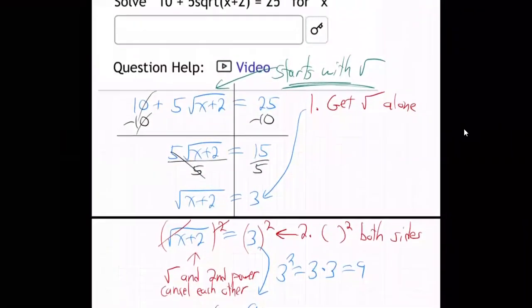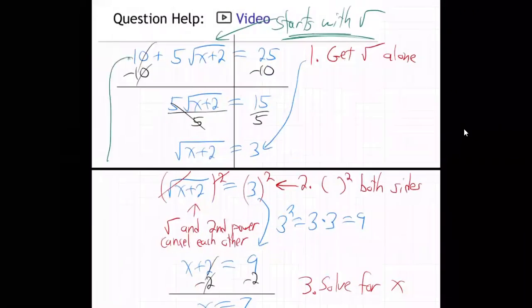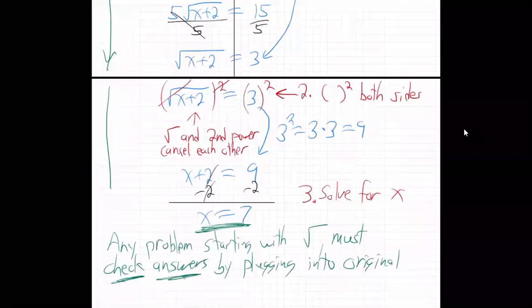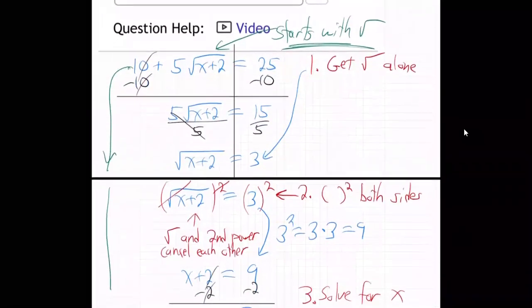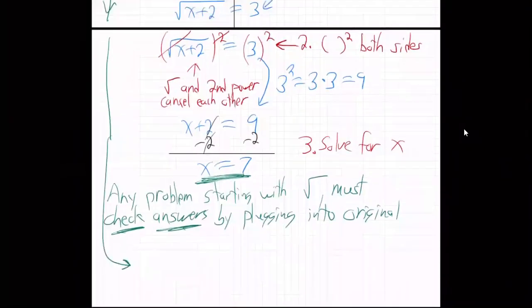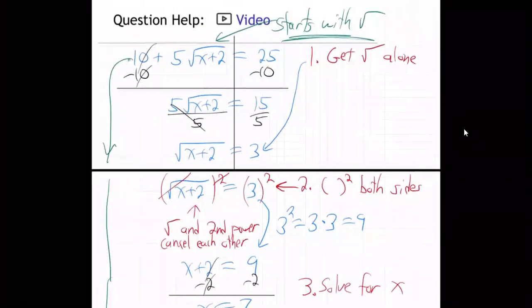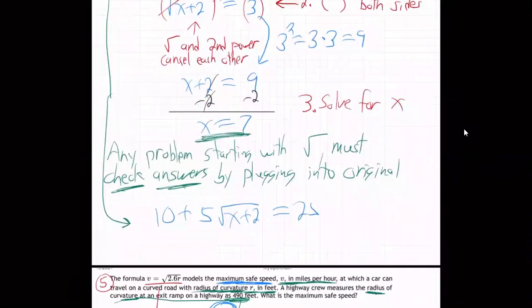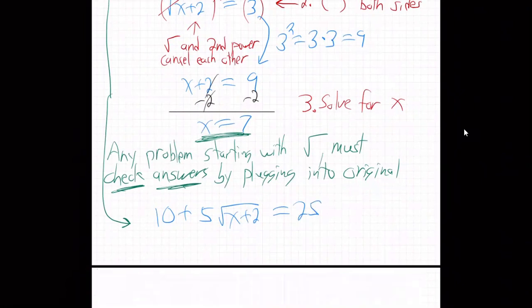So let me grab the original. I'm going to bring this original all the way down. What was it? It was 10 plus 5 root x plus 2 equals 25. So you've got to take this answer of 7 and plug it in and see if it works out. It's quick, it's easy to do, but you do have to remember to do it.